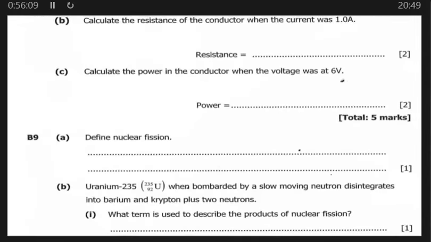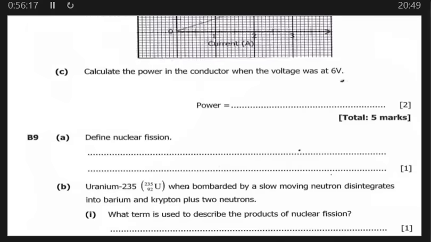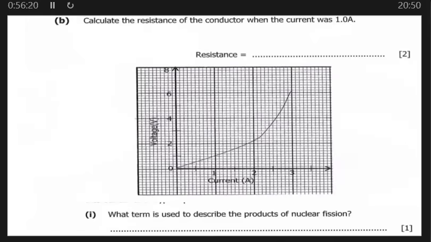So the next question says, calculate the resistance of the conductor when the current is 1.0 amps. So let's bring back our graph here. So they're telling us that when the current is 1 here, what will be the resistance of the conductor? So we have to know the formula that connects the voltage, current and resistance. The formula is voltage is equal to current times resistance, V = IR. And after we do that, we'll make resistance the subject of the formula. It will be R is equal to V over I.